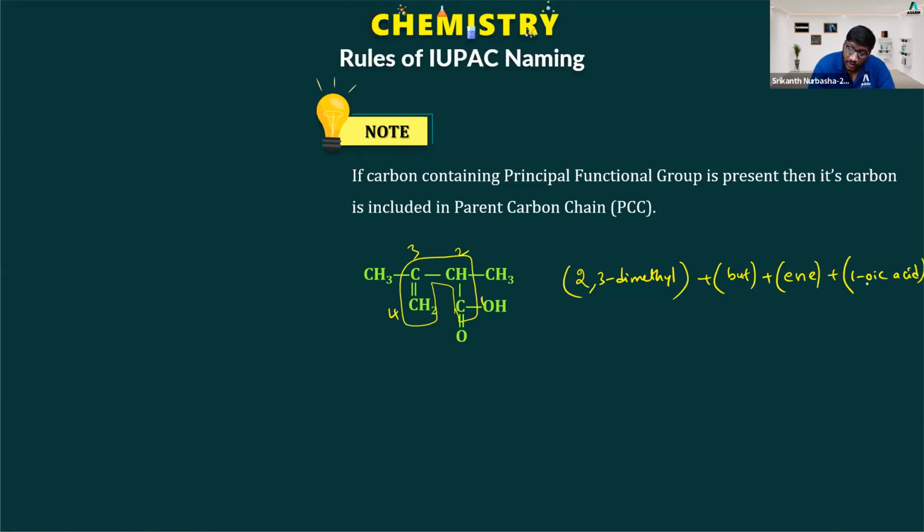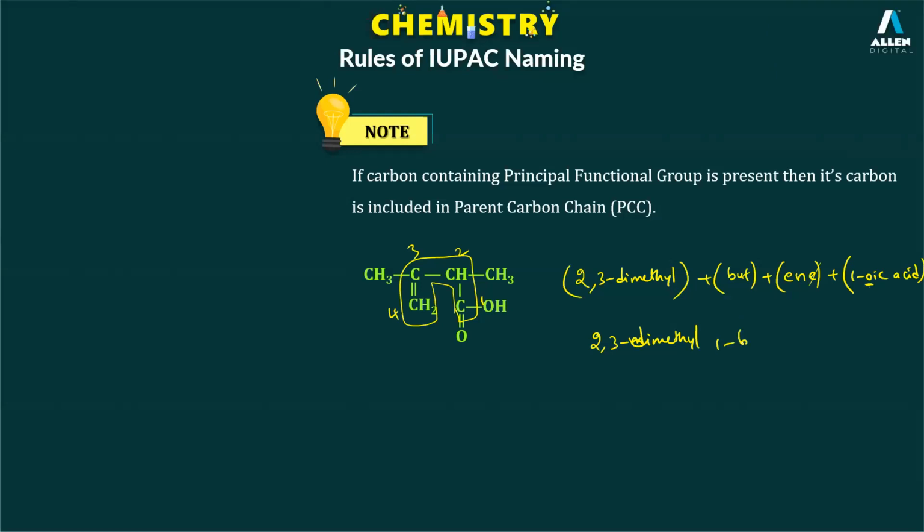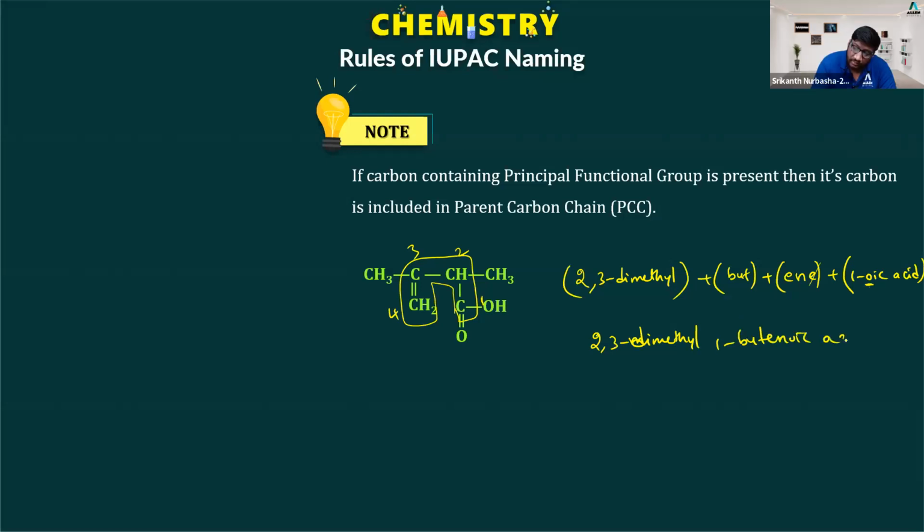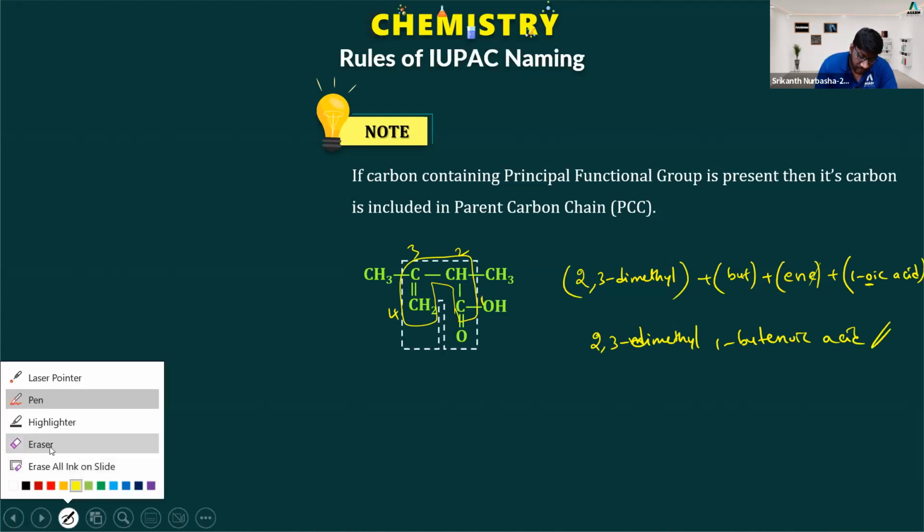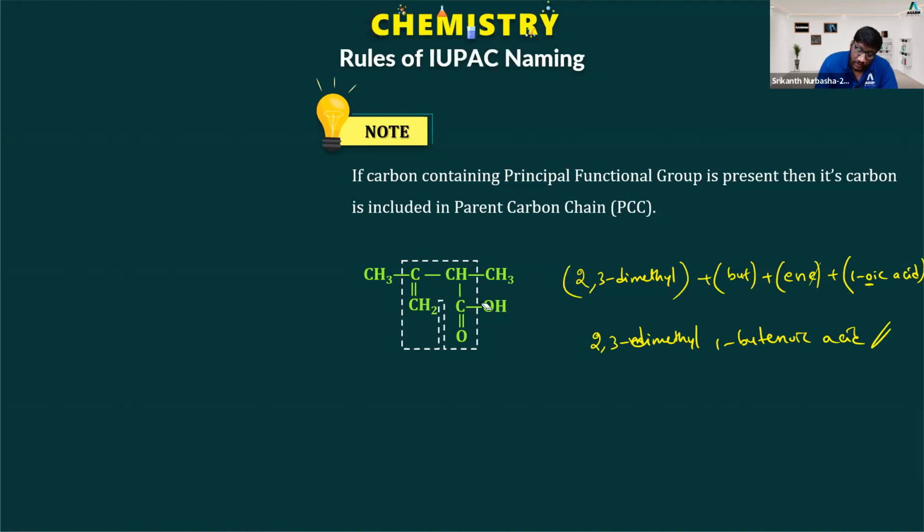And oic acid starts with a vowel. So whenever the secondary suffix starts with a vowel, we have to remove the e of the primary suffix. So the ultimate name will be 2, 3 dimethyl but-1-enoic acid, right? Yes, students. So that is how we have to give the name, and we have to include the carbon atom of the principal functional group also. The carbon atom should be included in the parent carbon chain if the principal functional group contains the carbon.